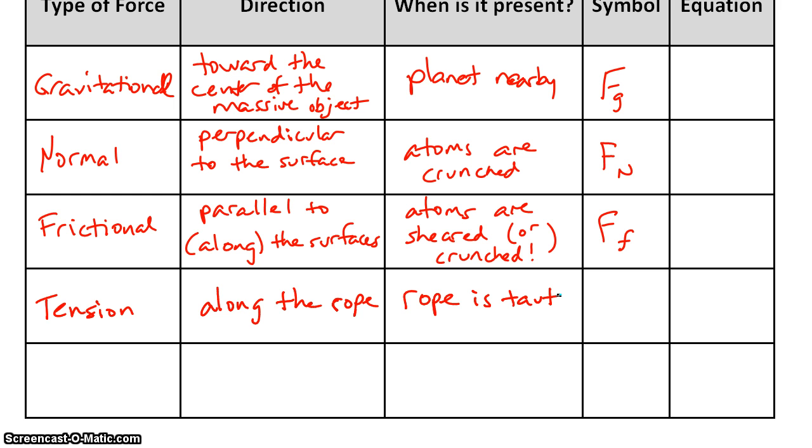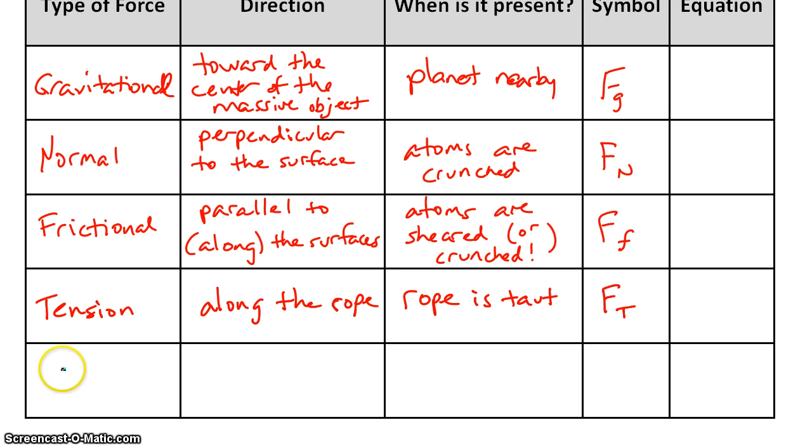Interesting thing about strings and ropes and cords and chains, they never can work with pushing. They only ever work with pulling. And that's why the rope being taut or the string being taut is a very important thing. The symbol for this is F with a subscript capital T.